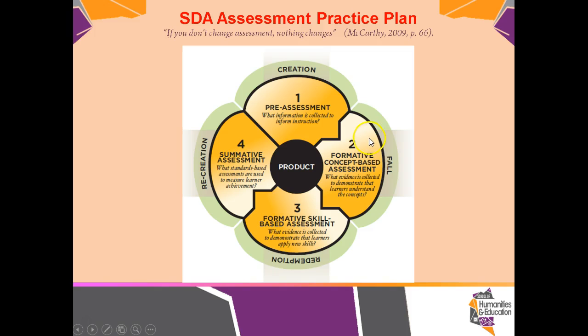McCarthy says, if you don't change assessment, nothing changes. Two PDF documents are in your course outline for this week. They will help you to understand the Christian perspective of the module of curriculum as well as the SDA module of curriculum. Thank you very much.